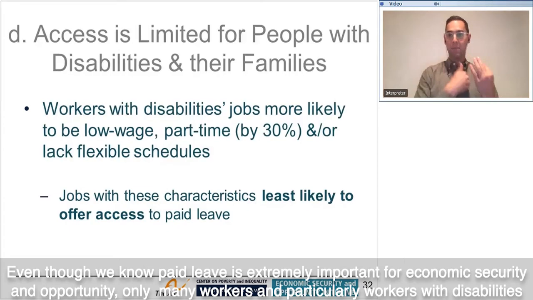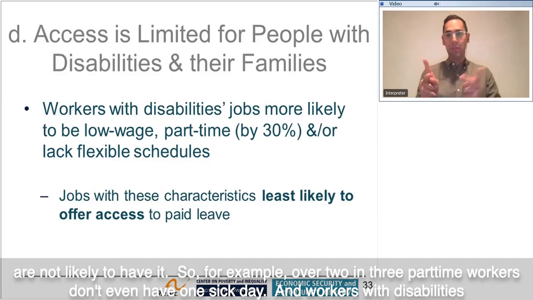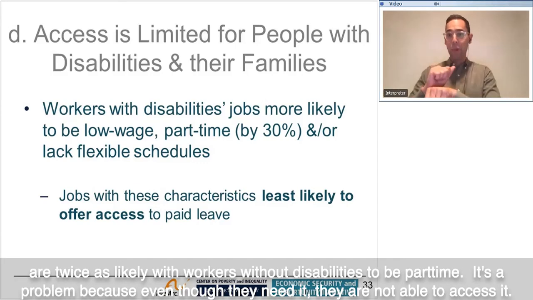Even though we know that paid leave is extremely important for economic security and opportunity, many workers, and particularly workers with disabilities, are not likely to have it. For example, over 2 in 3 part-time workers don't even have one sick day. And as workers with disabilities are twice as likely as workers without disabilities to be part-time, this is a problem because even though they need it, they are not able to access it.